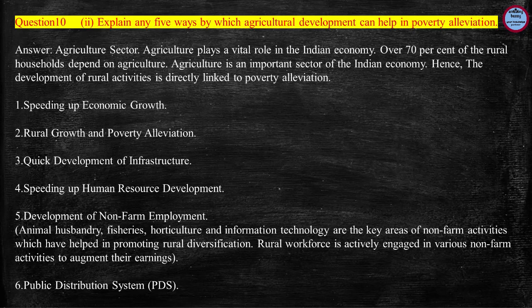Non-farm employment means animal husbandry, fisheries, horticulture, and information technologies are the key areas of non-farm activities. And the next is public distribution system, that is PDS. So these are the 5 ways by which agricultural development can help in poverty alleviation.